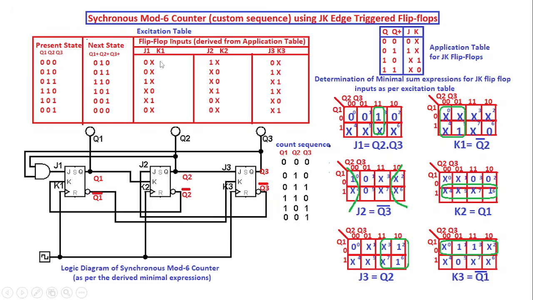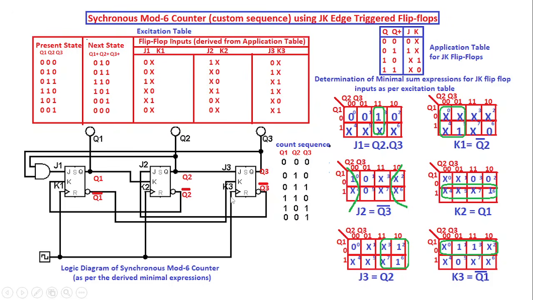We derived the algebraic expressions for all the J1, K1, J2, K2 using K-maps, and using whatever logic we got for each expression, we built the mod 6 synchronous counter with JK flip-flops.